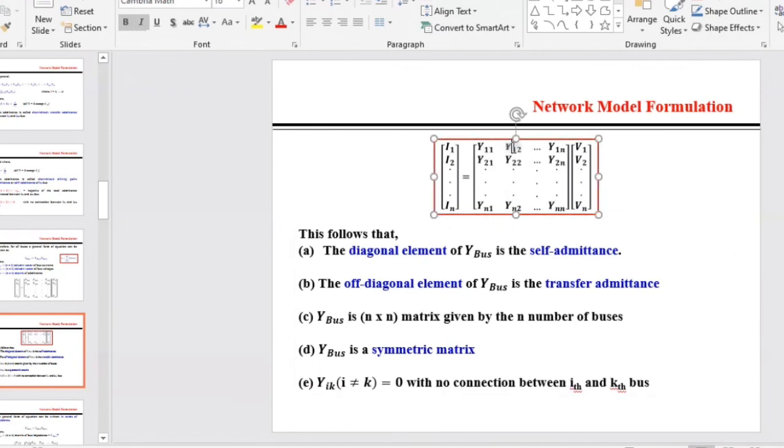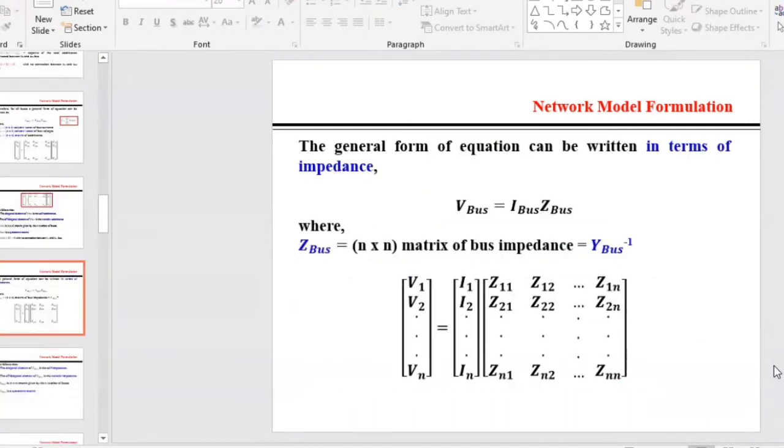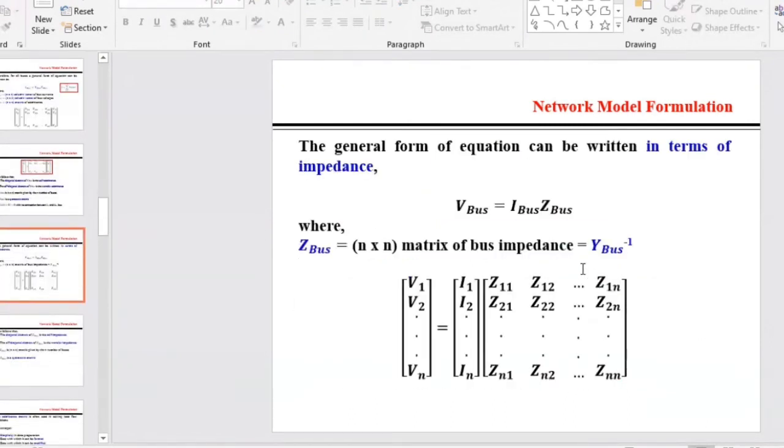Because if I have calculated Y12, I will know Y21. If I have calculated Y13, I will know Y31 automatically. So it saves effort. That's why we use admittance for power flow calculation. But if you want to use impedance instead of admittance, it will be the same thing.